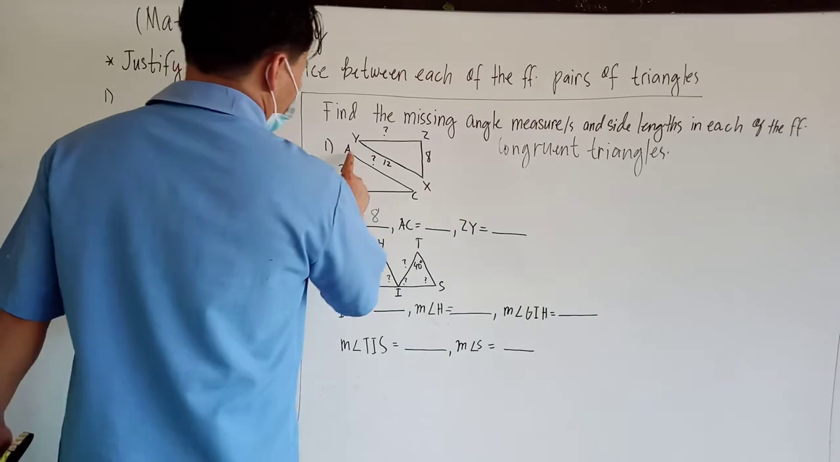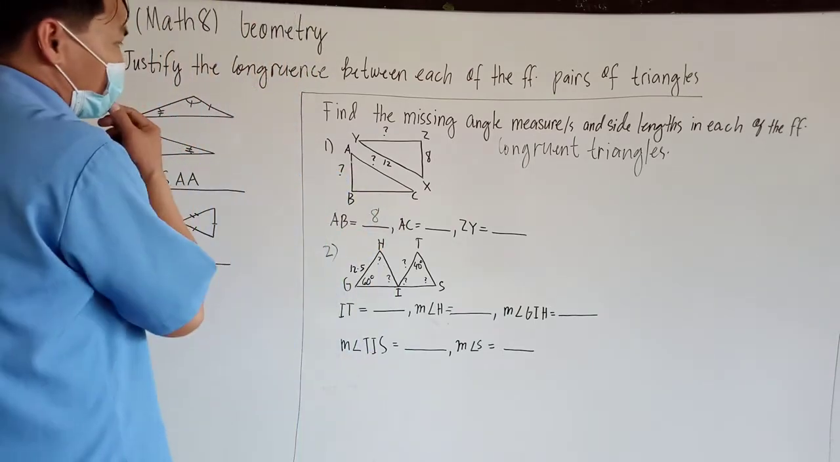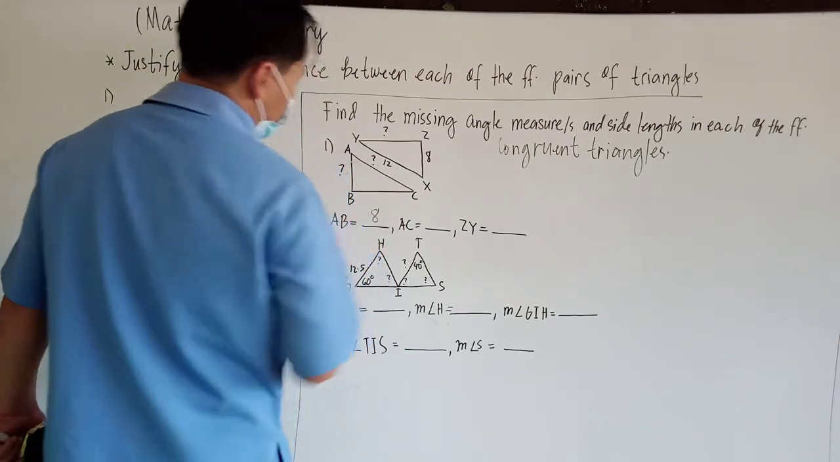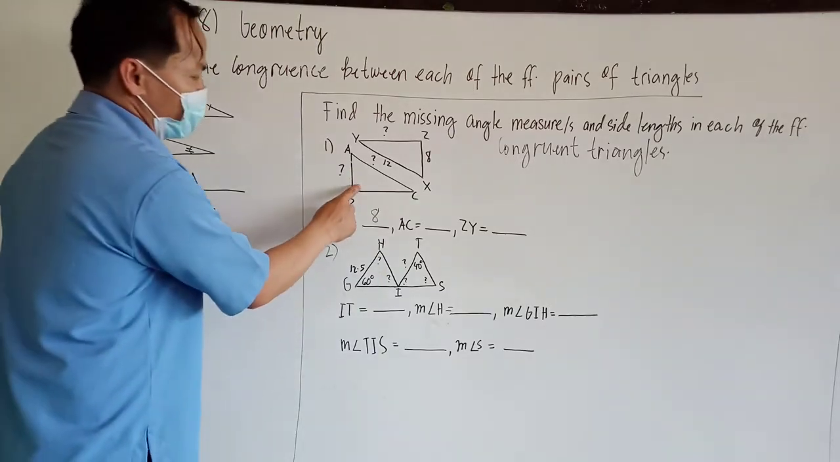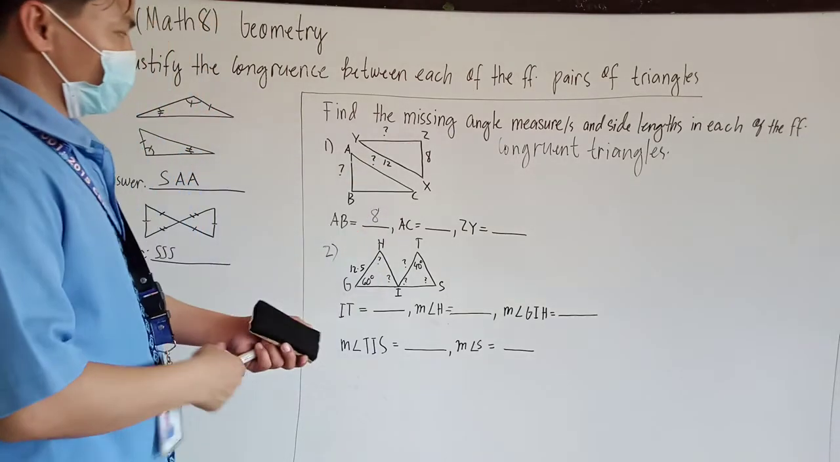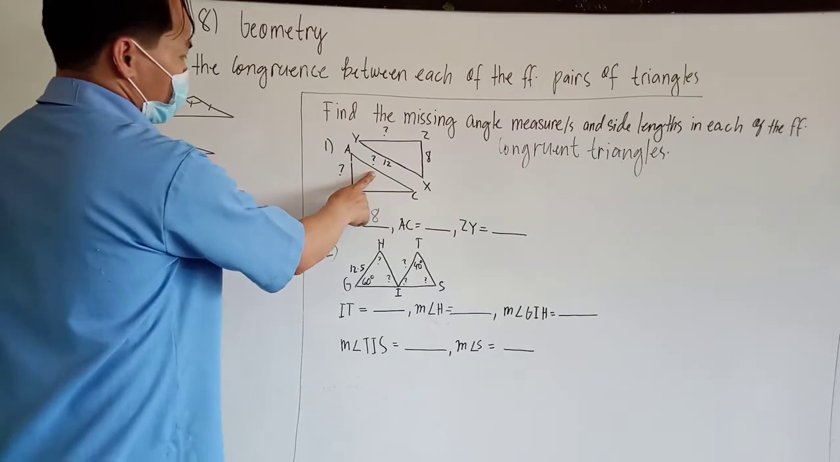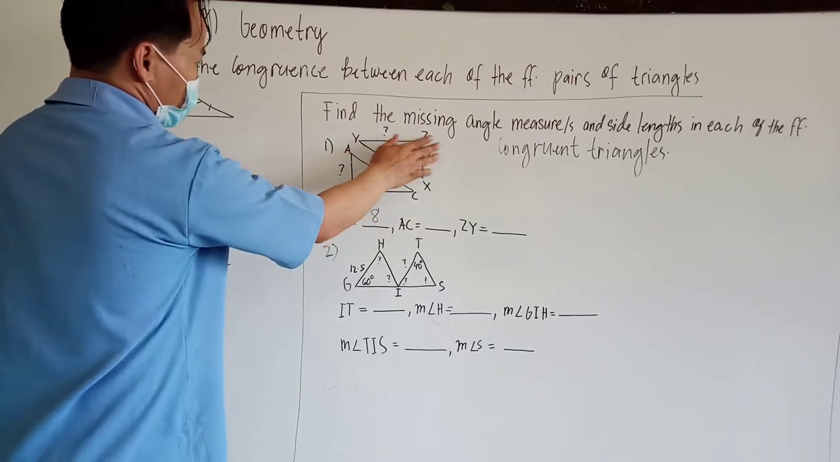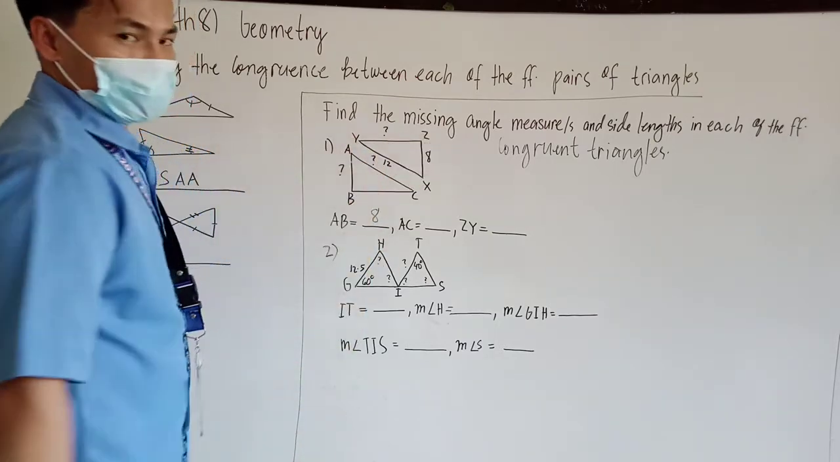Now AC. How do we find AC? AC is the longest side, opposite the right angle. This one is the right angle, and there is another right angle here. This one is the hypotenuse. And we found out that the hypotenuse of the first triangle has a measure of 12 units.